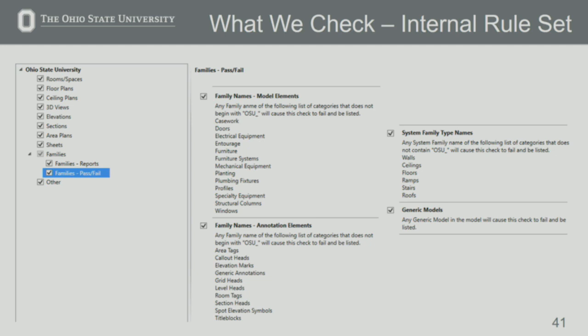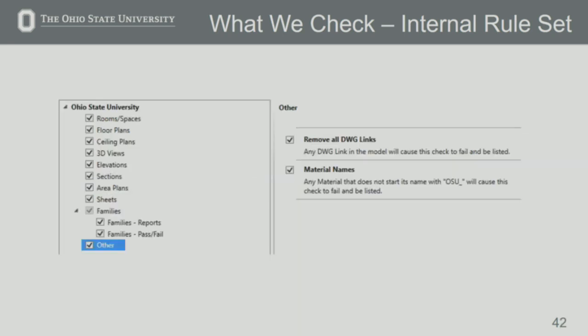And also, we don't want any generic models in there, so it's going to throw an error if it sees any of those. And then lastly, our process is to bring in AutoCAD and actually link it in and use it as kind of an underlay as we're drawing our drawings, or building our buildings, I should say. And so we want to make sure those are all removed before we complete that model. So checking to make sure that those have all been removed.